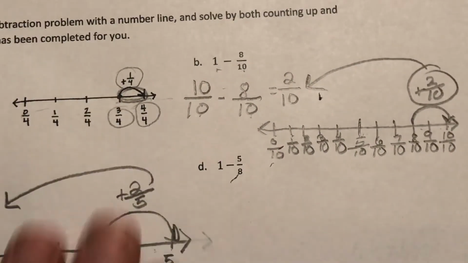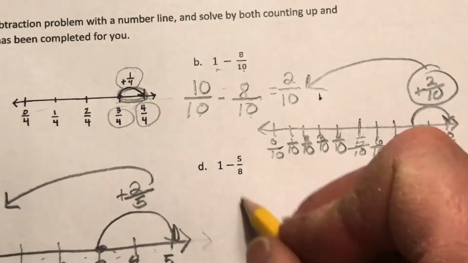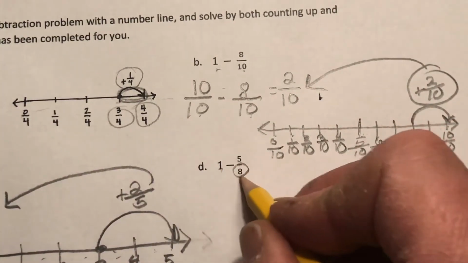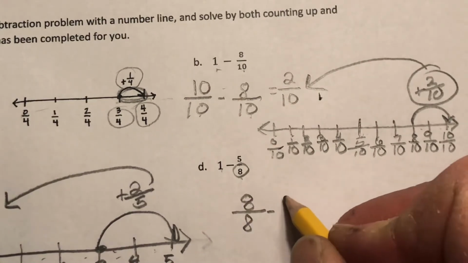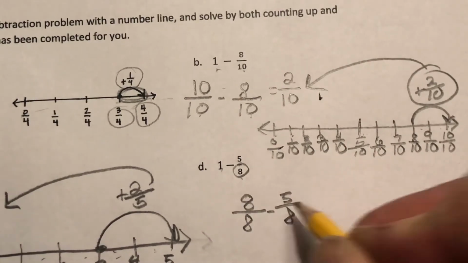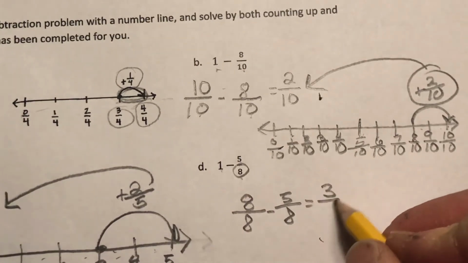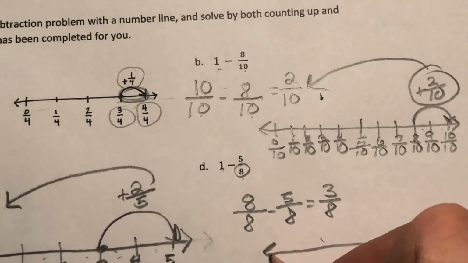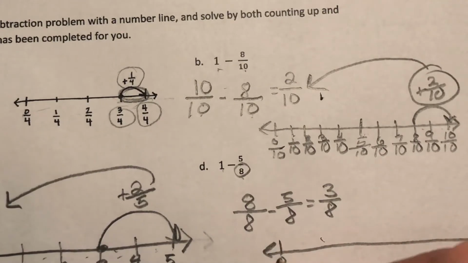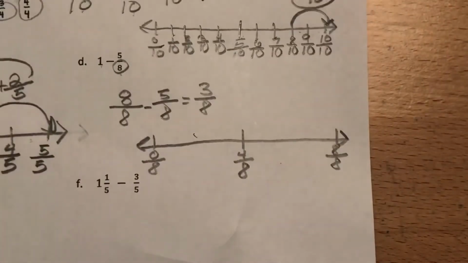1 minus 5/8. Okay, so I need to make my denominator of this 1 into eighths. So that 1 turns into 8/8 minus 5/8. Okay, and that equals 3/8. Let's check it out in the number line. 0/8, 8/8. Cut it in half, that's 4/8. Right, halfway point is 4/8. Sorry, I'm off the page.